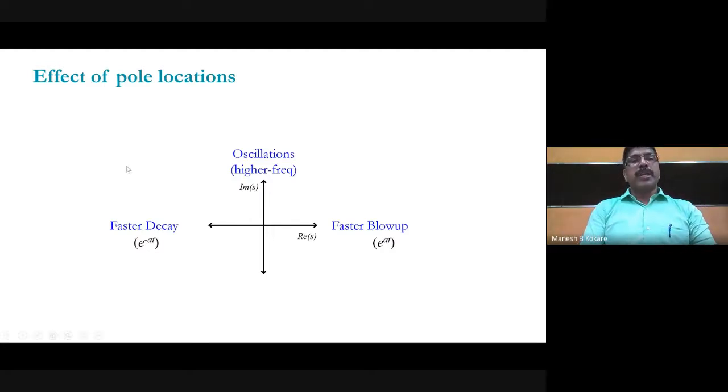If you change the location of poles, if all poles are on the left side, the system is stable. If any one pole moves from left to right, that system will become unstable. Or if any one pole which is lying on the left side comes onto the imaginary axis, that system will become marginally stable or limitedly stable. Or if it jumps to the right side of the S plane, that system will become an unstable system. So I hope that you have understood the effect of pole locations.